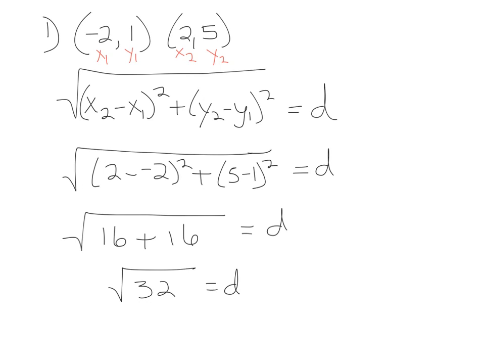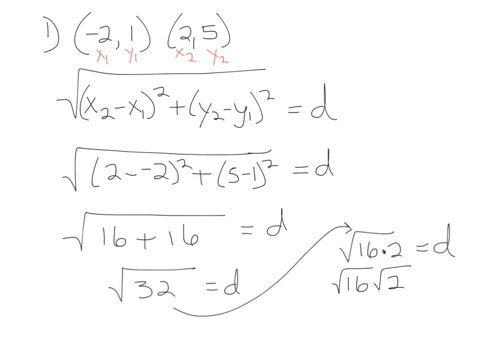16 has a perfect square in it. I'm sorry, 32 has a perfect square in it. So 32 is 16 times 2, right? And because that is multiplied, you can split this apart. Square root of 16 times the square root of 2. And you would get 4 square root of 2 is your distance. And you need to know what you're measuring it in. If you don't know, you just write units. It could be miles or feet or inches.